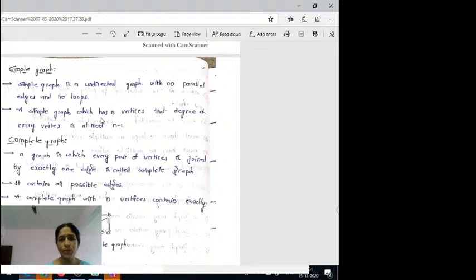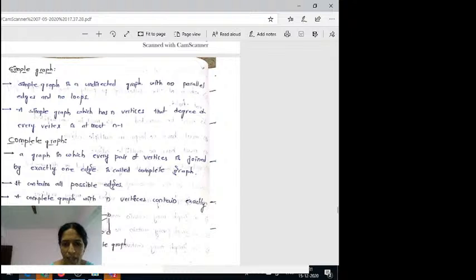And a simple graph which has n vertices has degree at most n minus 1. That means suppose you can observe how many vertices are there here. 1, 2, 3, 4 vertices are there. So in these 4 vertices, you can observe what is the degree of this A? 1, 2, 3. That means n minus 1. Four vertices are there. In a simple graph, each and every vertex has degree at most n minus 1, and the minimum is 0.